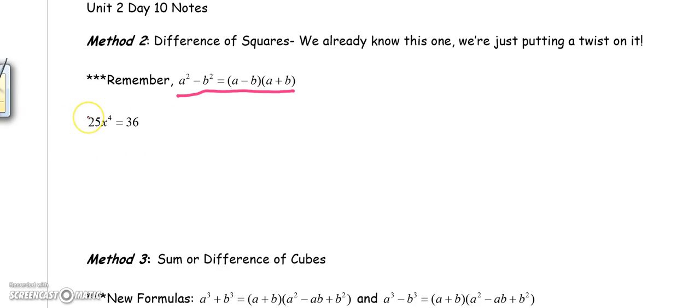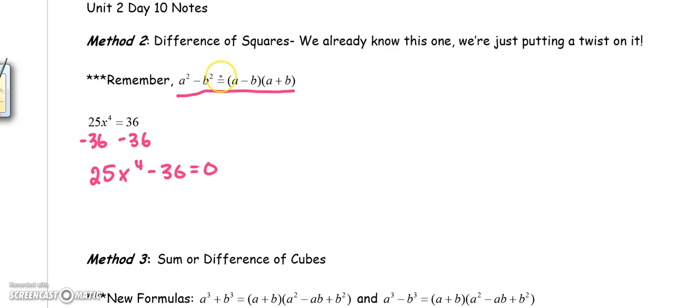So on this one, remember, first thing we check for is if it's equal to 0. This equation is not already equal to 0, so I need to subtract 36 from both sides. Then I need to check to see if there is a GCF. 25 and 36 don't have anything in common, so no GCF.